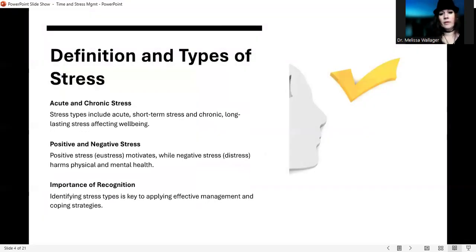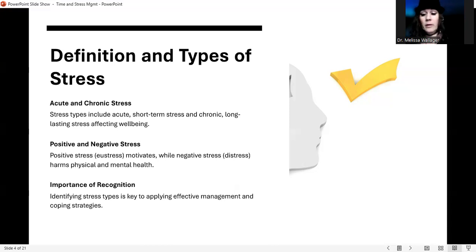We have different definitions and types of stress. So acute stress is short-term, in the moment stress. Chronic stress is long-term stress, things that stress us out over time. There is positive stress and negative stress. Positive stress, often referred to as eustress, can motivate us and help propel us in the right direction, while negative stress will distress us, and that can definitely harm us physically and mentally in many different ways, and we'll discuss that further in just a moment.